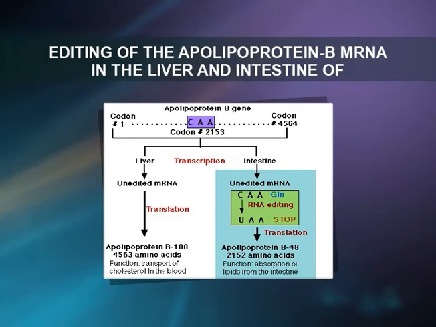In the intestine, translation of the mRNA stops at codon 2153, forming apolipoprotein B48, a protein that contains 2152 amino acids and that aids in the absorption of dietary lipids from the contents of the intestine.